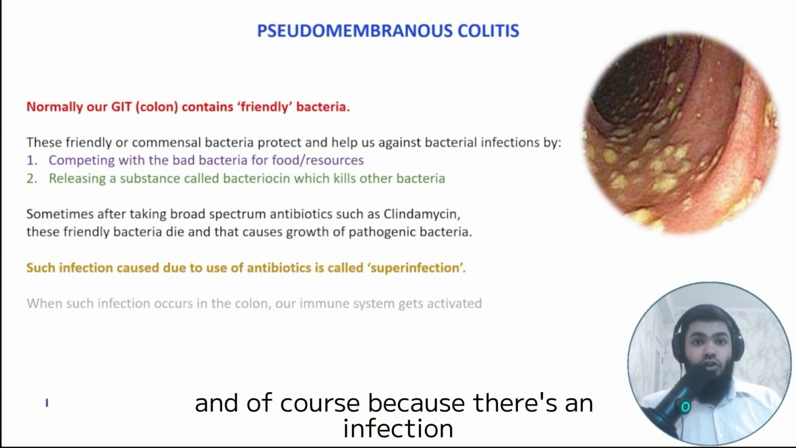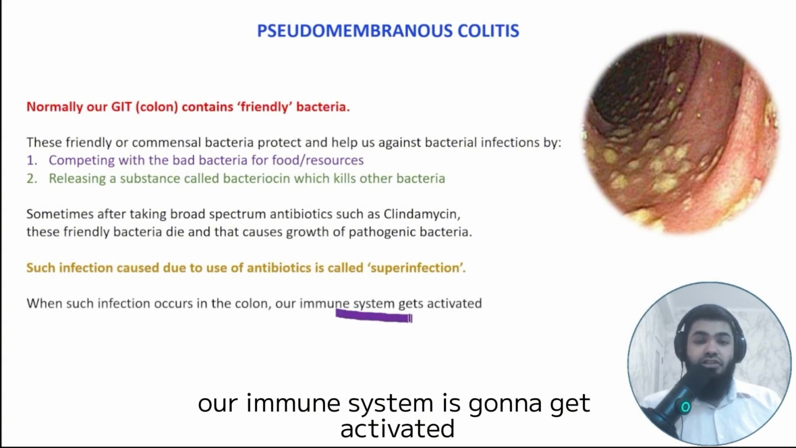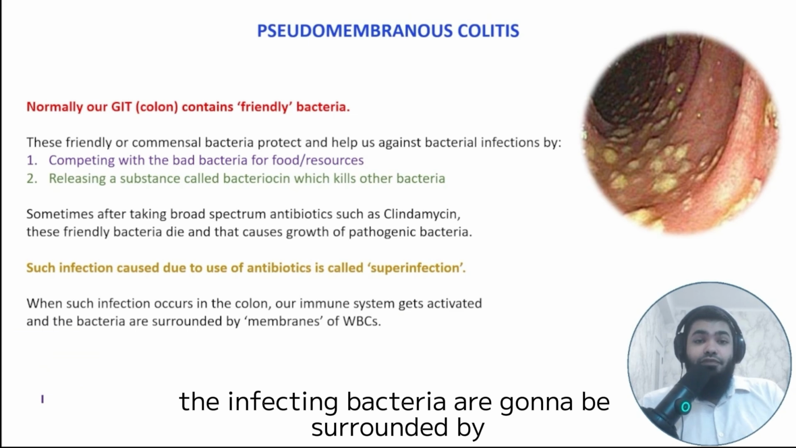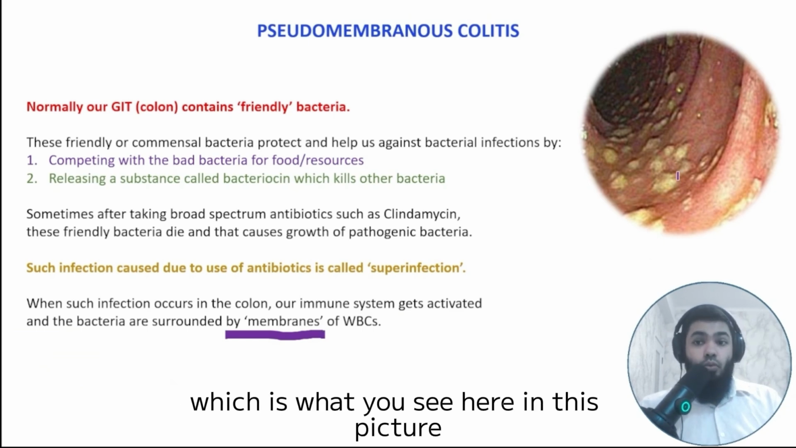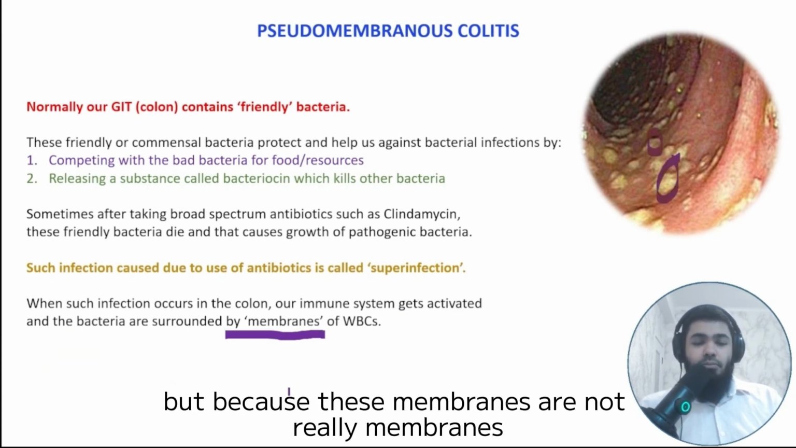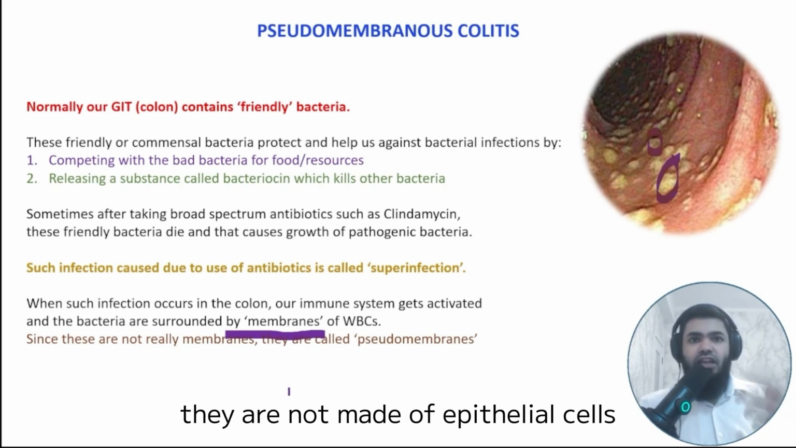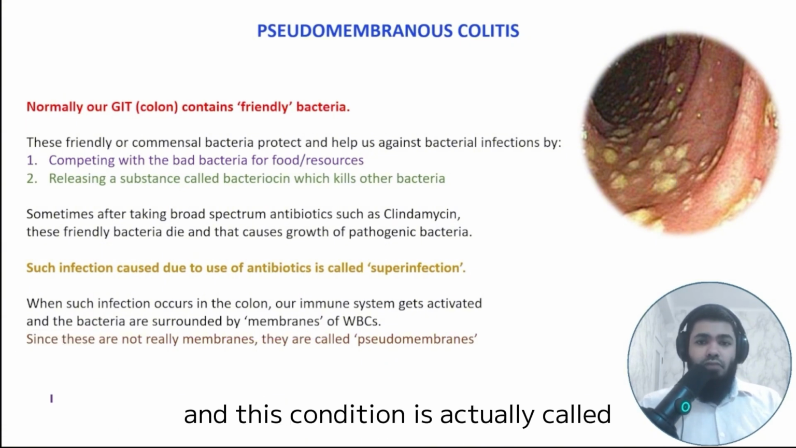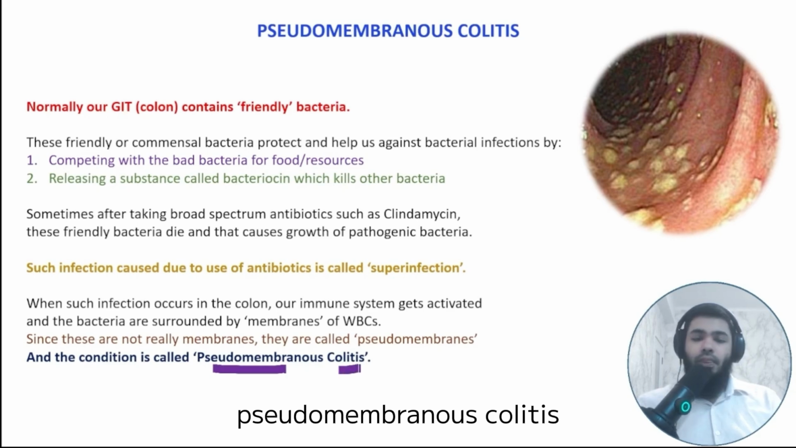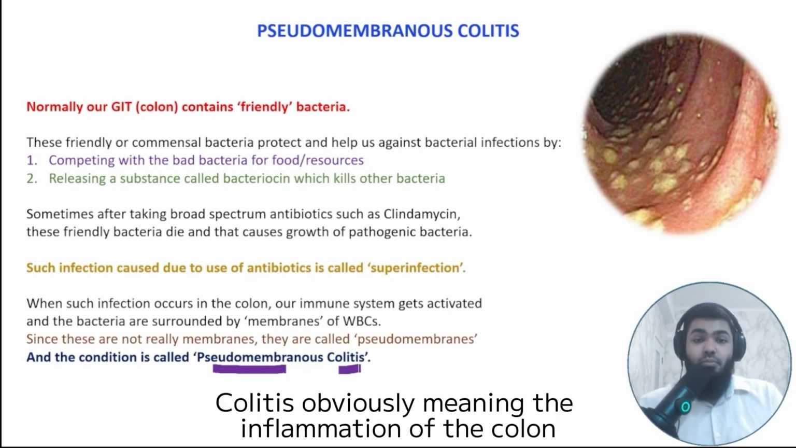And of course, because there's an infection, our immune system is gonna get activated. The infecting bacteria are gonna be surrounded by white blood cells in sort of a membrane, which is what you see here in this picture. But because these membranes are not really membranes, they are not made of epithelial cells, they are called pseudomembranes or false membranes. And this condition is actually called pseudomembranous colitis. Colitis obviously meaning the inflammation of the colon.